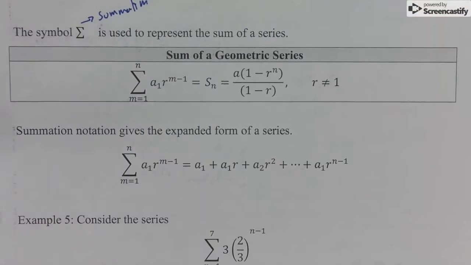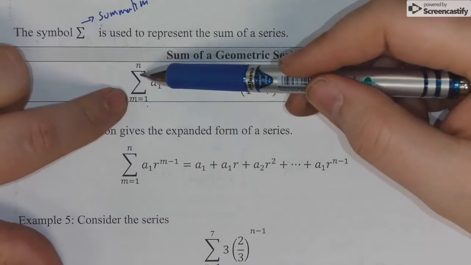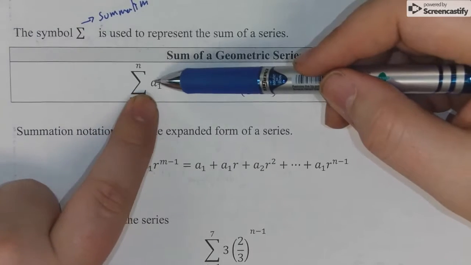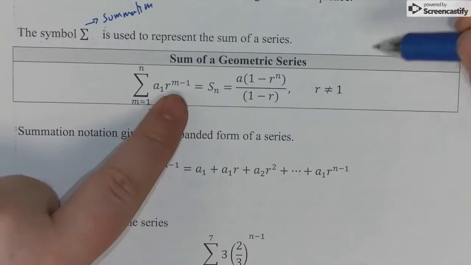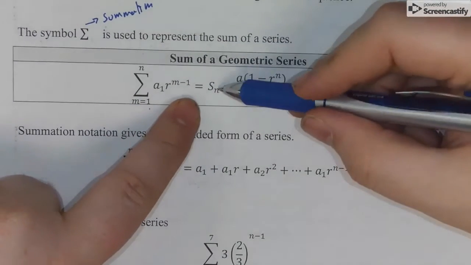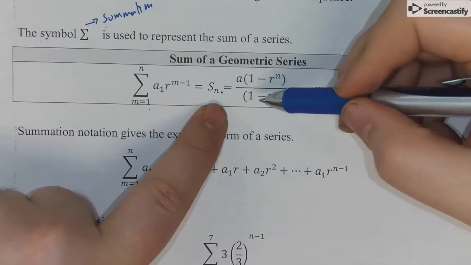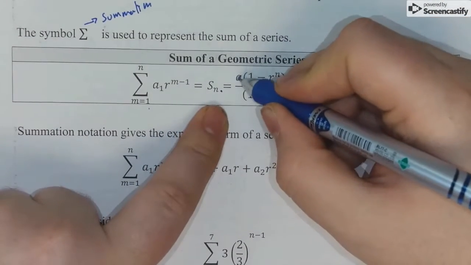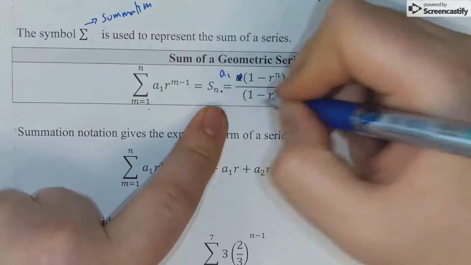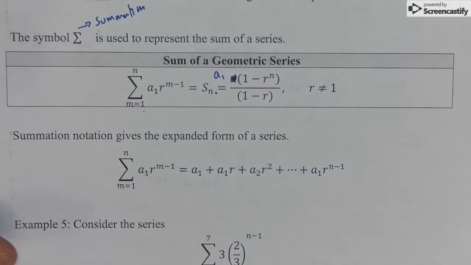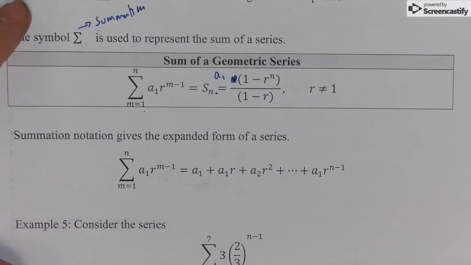So the sum of a geometric series is the sum, m equals 1 to n, of a sub 1 times r to the m minus 1, which is just the same as S sub n, which is a sub 1 times 1 minus r to the n, divided by 1 minus r, where r is not equal to 1, because otherwise you get 0 in the denominator.